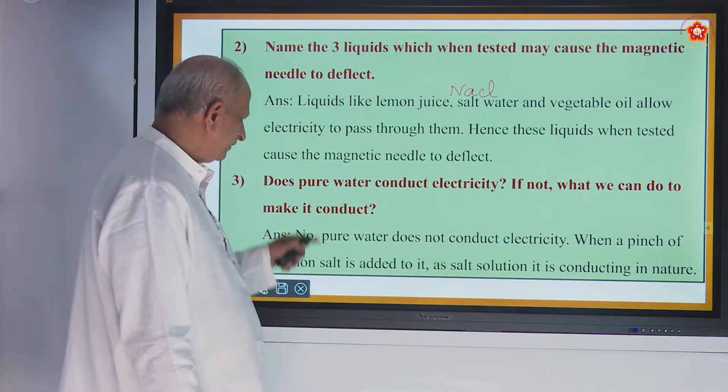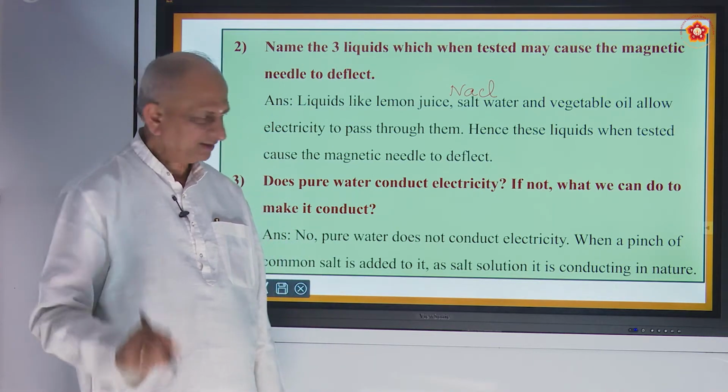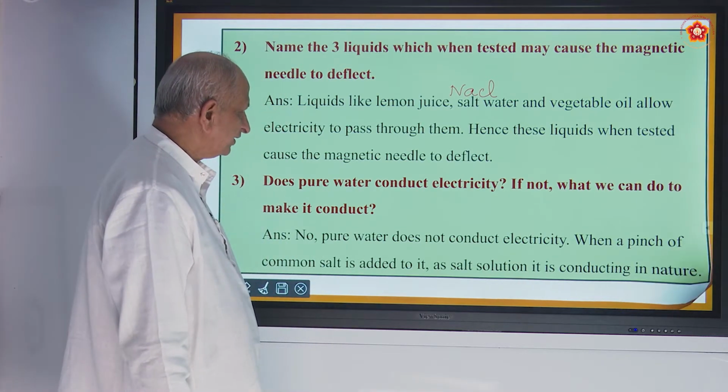So pure water, or you can say distilled water, does not conduct electricity. Only when you add some salt to it does it conduct electricity.